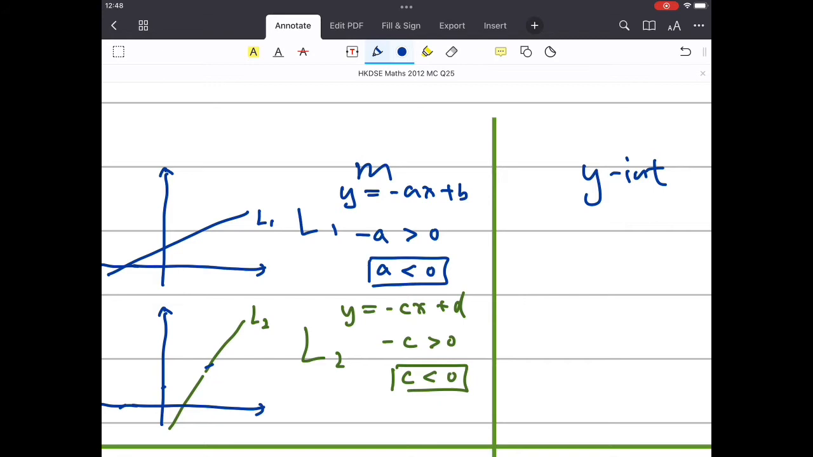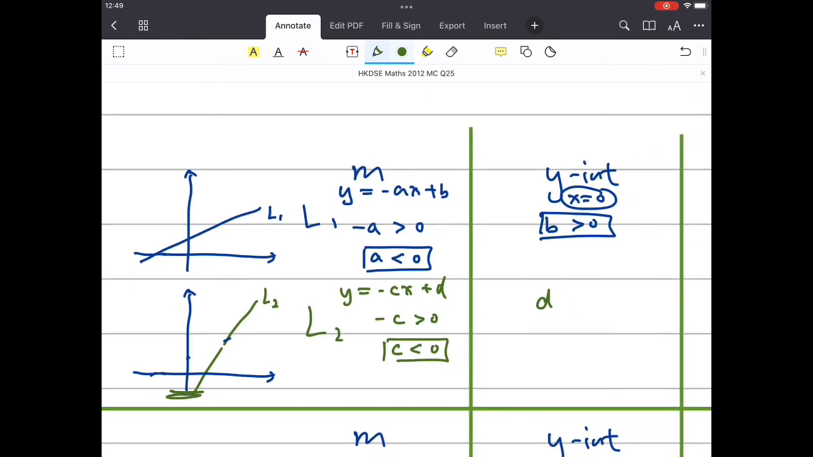For the y-intercept, we put x as 0, therefore the y-intercept for L1 is b. From the cutting point on the y-axis, we know that the y-intercept should be greater than 0, therefore b is greater than 0. Similarly, for L2, the y-intercept is d, and the cutting point is below the x-axis, so we know d is smaller than 0.